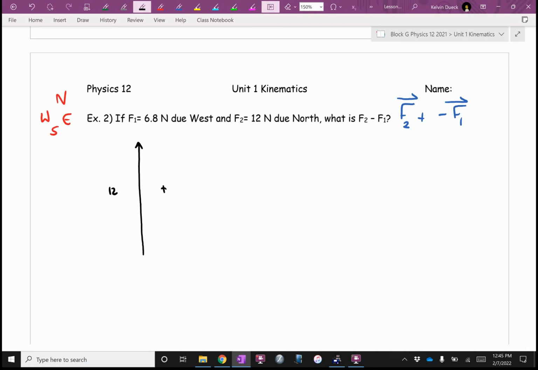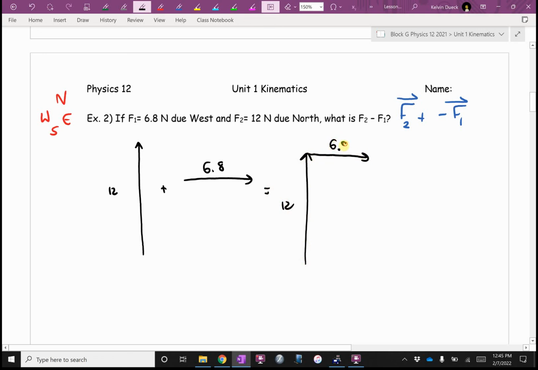What do you think negative F1 will be? 6.8 newtons due east? Yep. There, I've turned it into an addition question. And I'll bet by now, Zach, even you know how to add two vectors together. Draw them. Yep. And I get that. This is F2 take away F1.